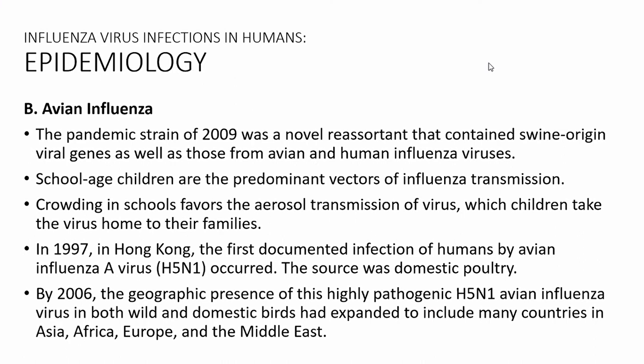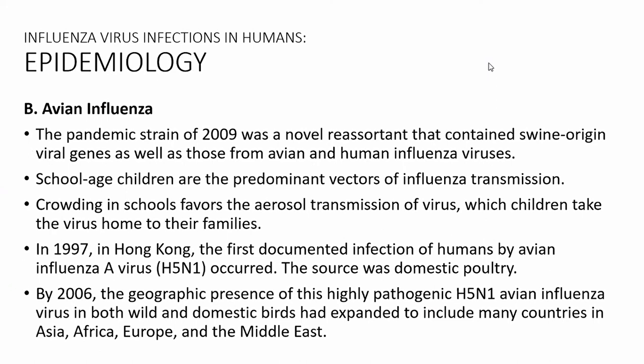School-age children are the predominant vectors of influenza transmission. Crowding in schools favors the aerosol transmission of the virus, and children take the virus home to their families. In 1997, in Hong Kong, the first documented infection of humans by the H5N1 avian influenza virus occurred. The source was domestic poultry, and by 2006, the geographic presence of the H5N1 avian influenza virus in both wild and domestic birds had expanded to include many countries in Asia, Africa, Europe, and the Middle East.